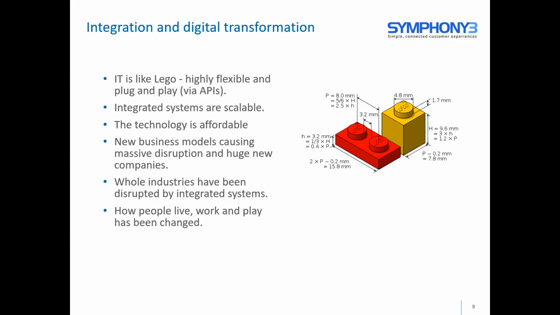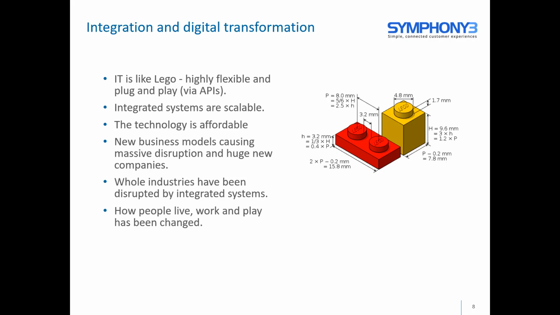This allows, obviously, for integrated systems, but also allows scalability. So that's why you see startups like Uber and Airbnb growing so quickly. Importantly, as I've said before, this technology is affordable. So it's not just for the big boys anymore. It's available to smaller organizations and mid-sized organizations. It has caused massive disruption, and whole new companies have taken over industries. And of course, it's changed how we live, work, and play. And this is having an impact on local government.